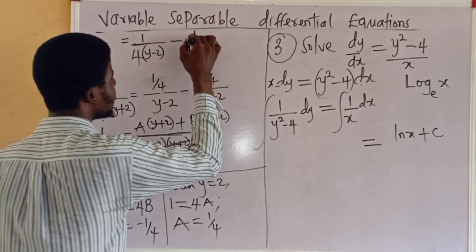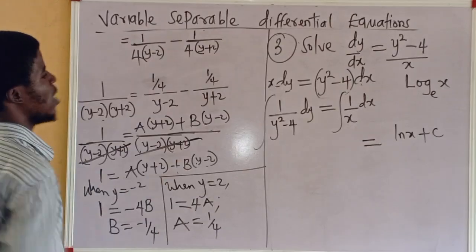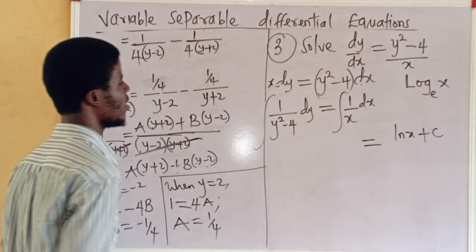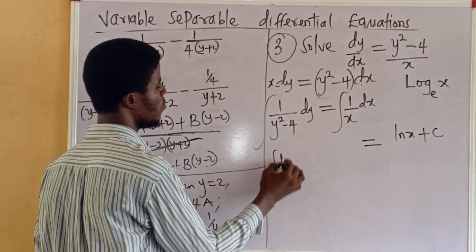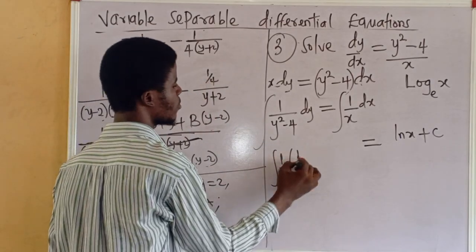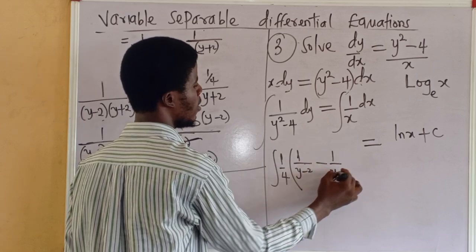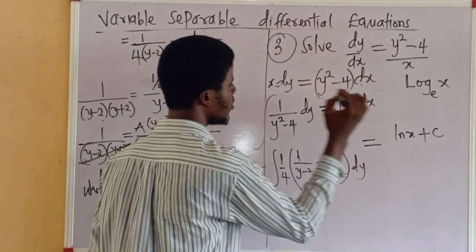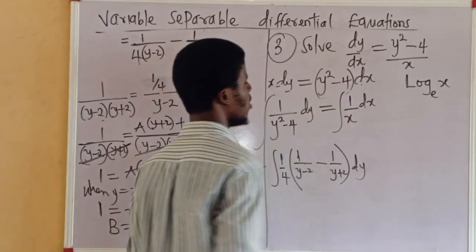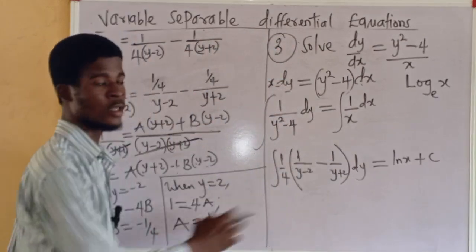So if I decide to bring 1 over 4 out, for example, because 1 over 4 is common to both, I will have something like this. The integral of 1 over 4 into 1 over y minus 2, then minus 1 over y plus 2 dy. Right, okay. This one gave us ln x, equal to ln x plus c. But I hope you understand this.